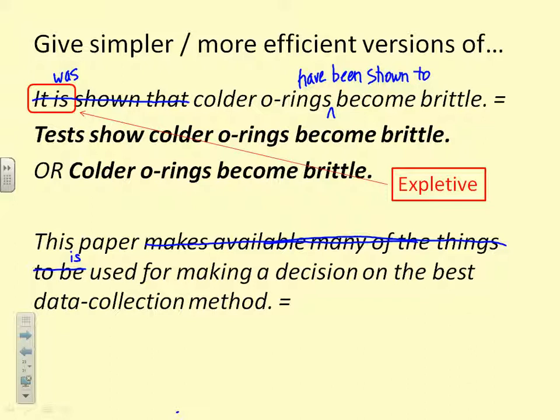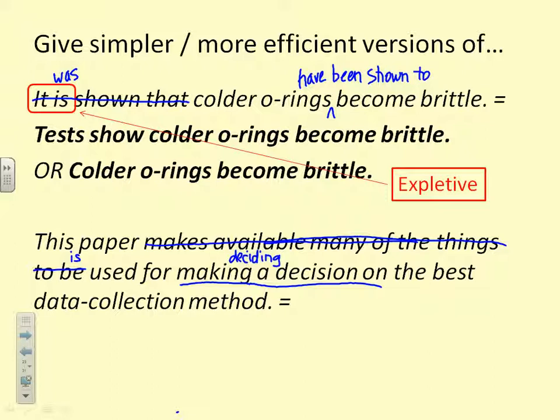Okay. Maybe, "for deciding." Okay. This paper is used for deciding on the best data collection method. So we're moving in the right direction there. There's a lot that we don't need to say. And that's the idea. And there are all kinds of ways we could do it.